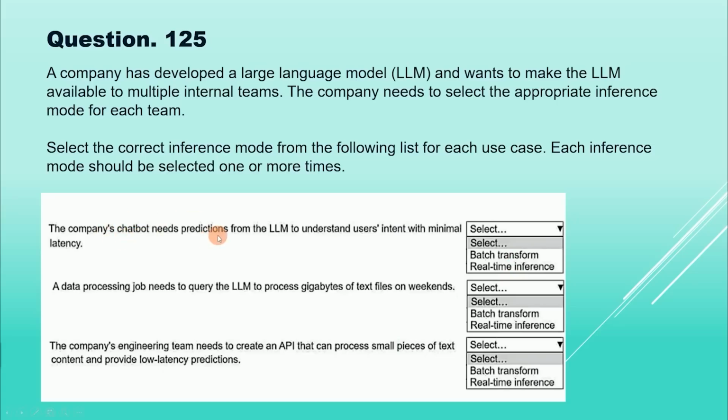The company's chatbot needs predictions from the LLM to understand user intent with minimal latency. Then a data processing job needs to query the LLM to process gigabytes of text files on weekends. And then the company's engineering team needs to create an API that can process small pieces of text content and provide low latency predictions. So these are three scenarios here, and you have to select these options. There are just two options, so one of them will be correct in each case. So you can take the scenarios like that. Now you can try to guess the correct answer.